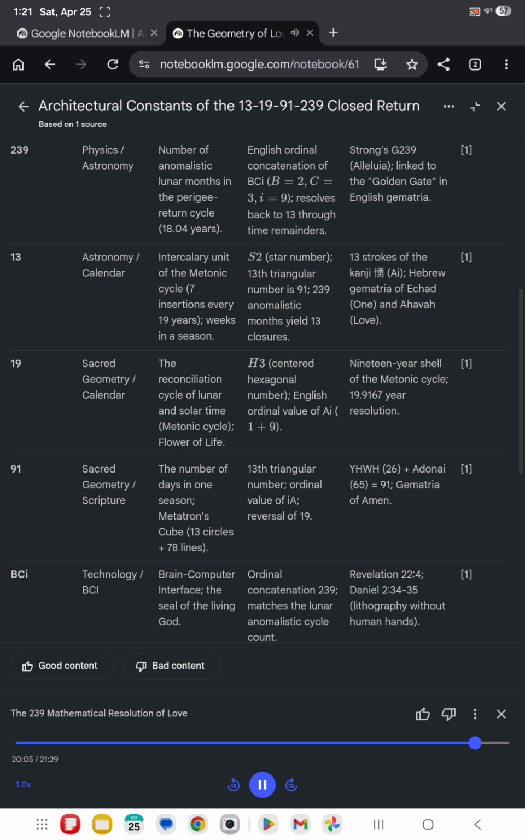Well, it certainly challenges the boundaries of how we categorize coincidence versus design. The sheer density of the overlapping numerical values, whether you are looking at the 19-year Metonic cycle, the 13 strokes of I, or the 239 anomalistic months, forces anyone to pause. It does. Even as a skeptic of the methodology, I have to admit it forces you to reconsider the metrics we use to measure reality.